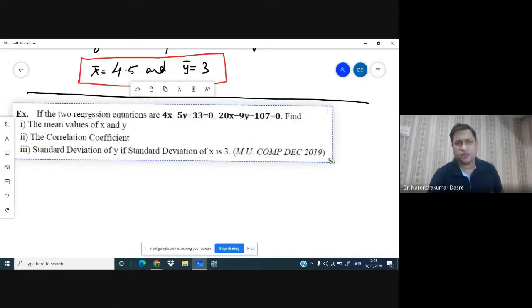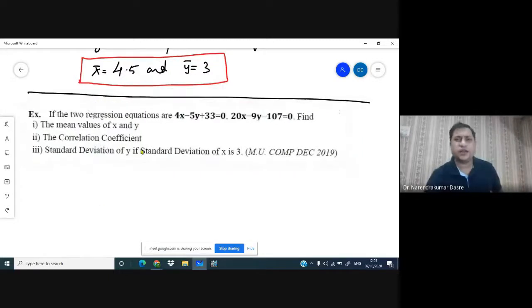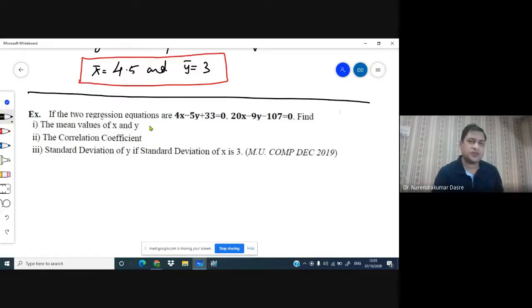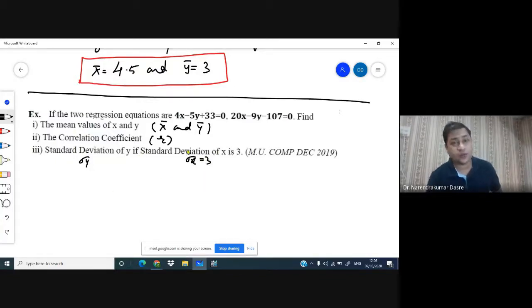Which is very similar again, but here instead of symbols, it is mentioned in words. So what we have here, the mean values of x and y, it is going to be x bar and y bar. What is the correlation coefficient? That is going to be small r. And then we have to find the standard deviation of y if standard deviation of x is 3. That means we have to find sigma y when sigma x is 3. This is how we need to understand what is given and what we want to find out.